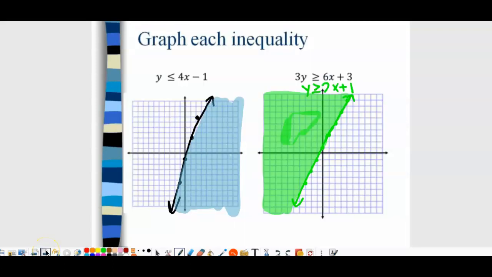And then for the graphs, you looked at your y-intercept, you applied the slope, you determined if the line was solid or dashed, and whether you shade above or below. In number 4, I solve for y, making it easier for me to see my slope and y-intercept. Good?